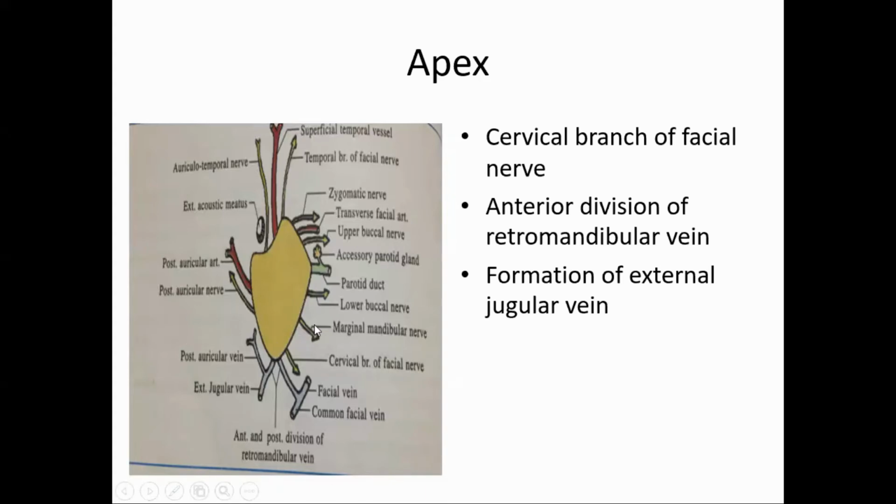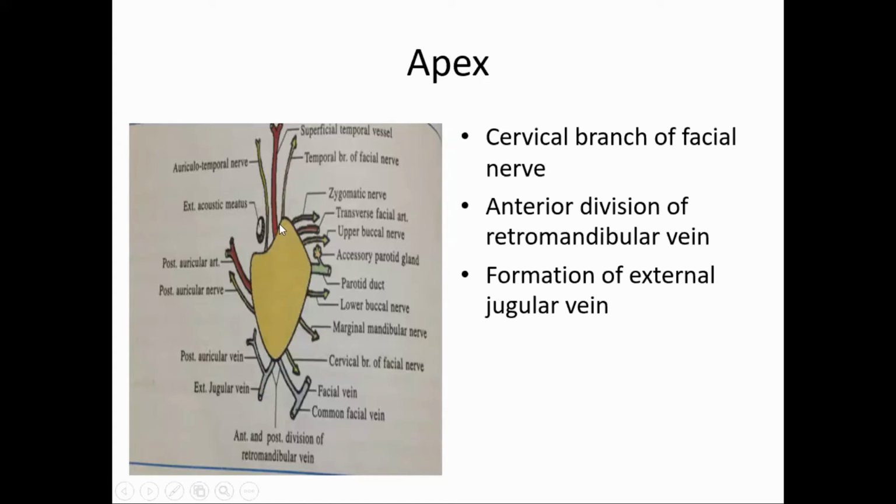See, if you know this diagram, then it is easy for you to remember the relations of the parotid gland. The apex is related with the cervical branch of the facial nerve, the anterior and the posterior division of the retromandibular vein, and the external jugular vein. These are the relations of the apex.